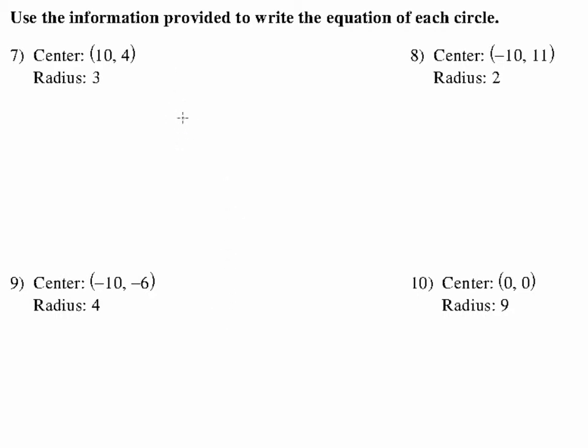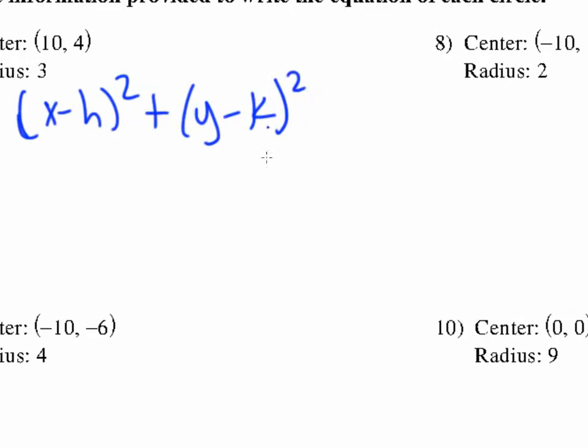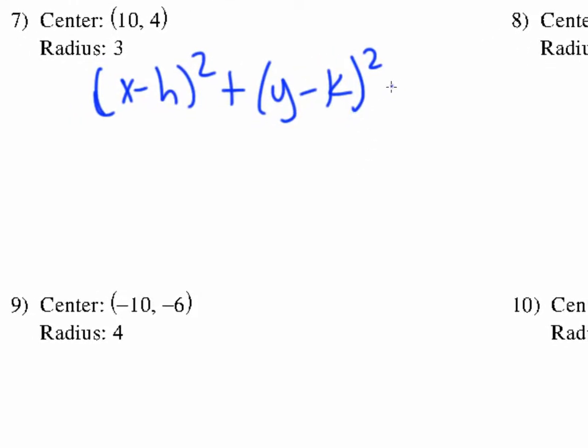Okay, so we're going to go the opposite direction now. Use the information provided to write the equation of each circle. So this time you're given kind of the opposite task. Let's write down again our standard form. Our standard form is x minus h squared plus y minus k squared equals r squared. Then we just plug in. So again, this is our h, this is our k, and this is our r right there. So just plug in 10 right here. This is 4, this is 3 squared.